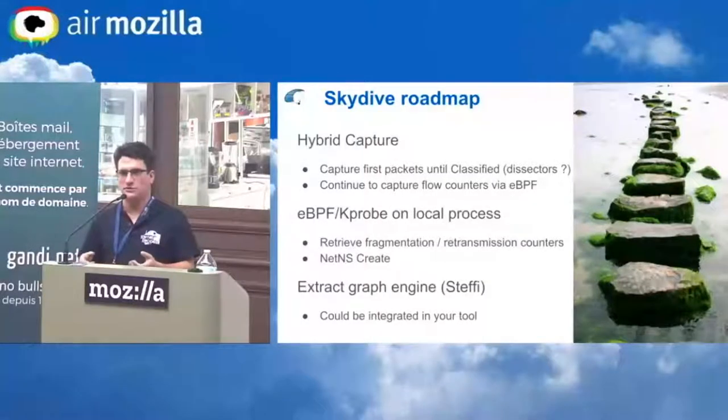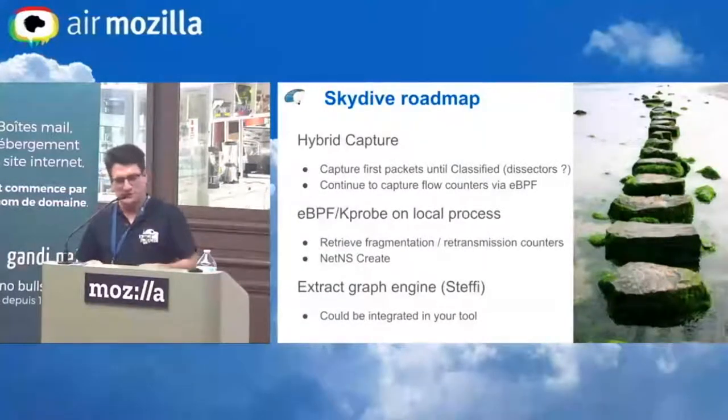It's very easy to implement your own probes or your own way to inject nodes and relationships in between. The graph engine that we expose is named Graffiti. It could be integrated in your tool in the way that you want, and you can use it even with the Gremlin language, which we expose.